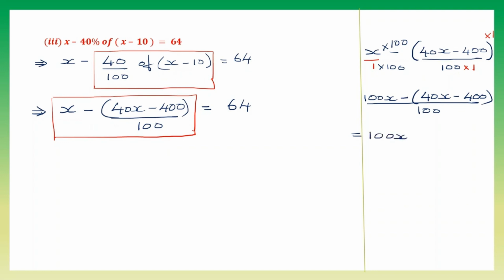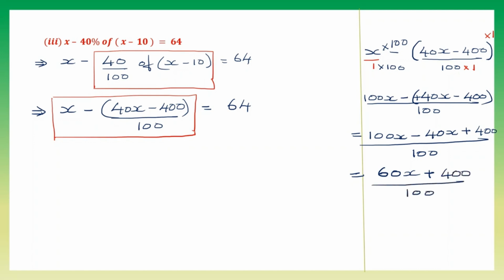Now when you see minus before a bracket, remember the sign of all the terms inside the bracket will change. So plus will now become minus, so that becomes minus 40x. Minus 400 will now become plus 400. This is divided by 100. Now let me work on the x terms. So here I have 100x and minus 40x. 100 minus 40 is 60. So 60x plus 400 divided by 100.